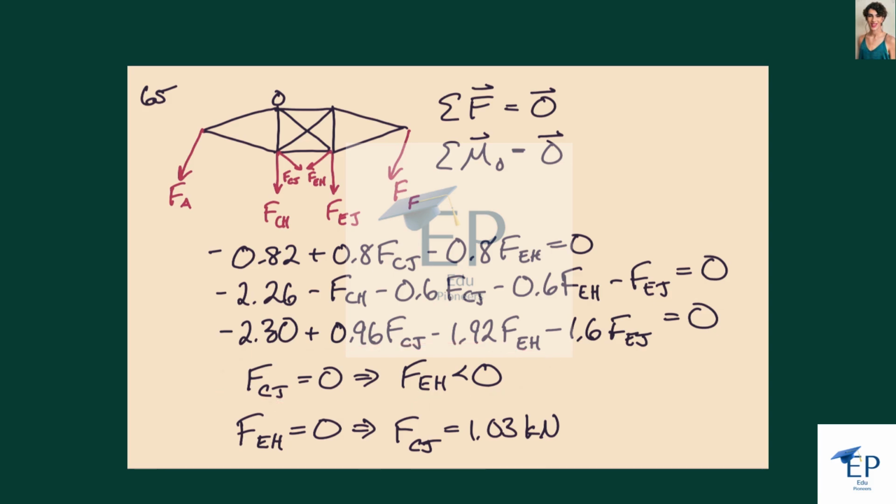So we can assume that the member E to H has 0 tension in it, and then find the tension, or the force, in CJ, and it is positive, and it's 1.03 kilonewtons. So this is our answer here. There is 0, this is carrying no load, and this one is in tension.